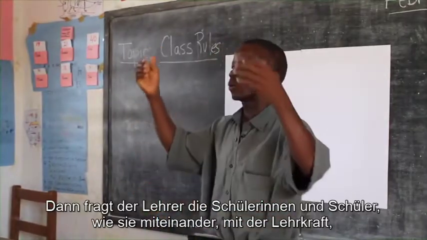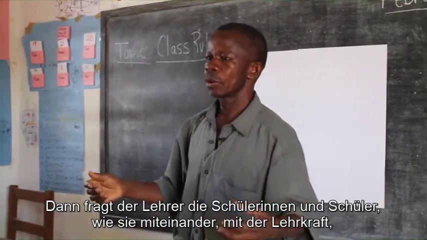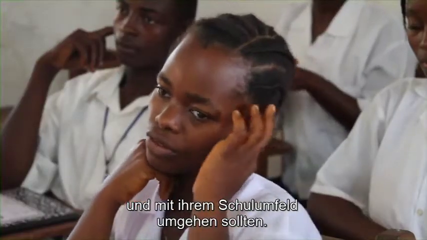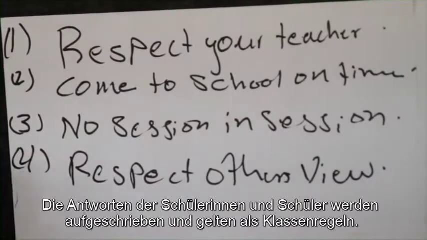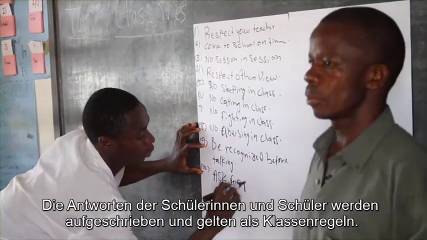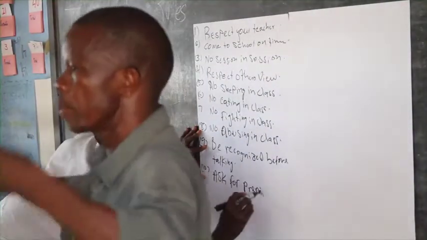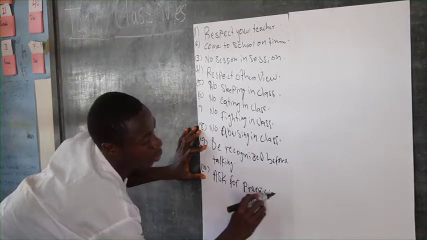The teacher then asks students how they should all treat one another, the teacher, and the classroom environment. And tell us. Respect your teacher. Respect your teacher. Student responses are written down to become the class rules. Ask for what? Permission before leaving the classroom.